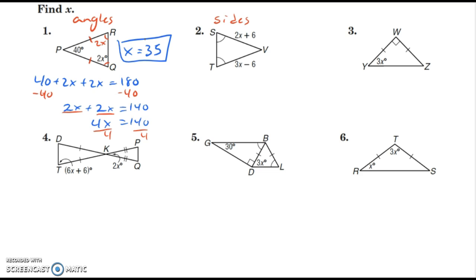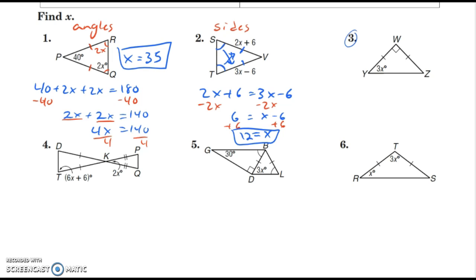But our number 2 is different. You can't set it equal to 180 because they're not angles, they are sides. The rule is that if these angles are congruent, then these sides are also congruent to each other. 2 things that are congruent can be put equal to each other. And just solve, to give you that x equals 12.